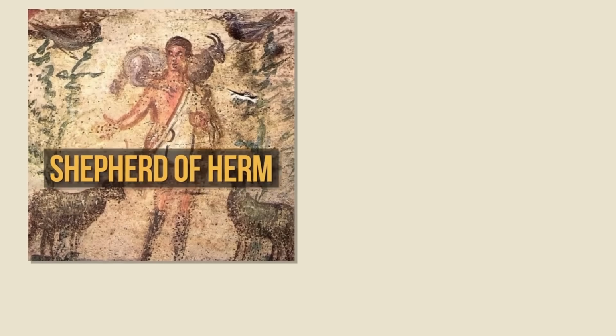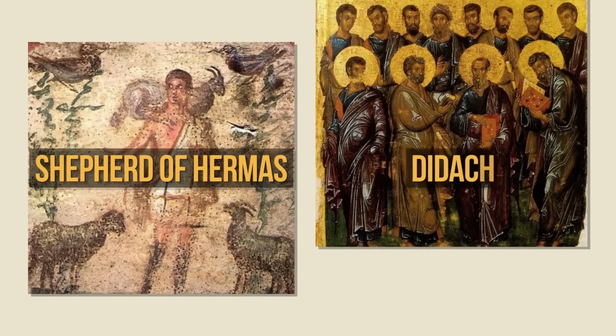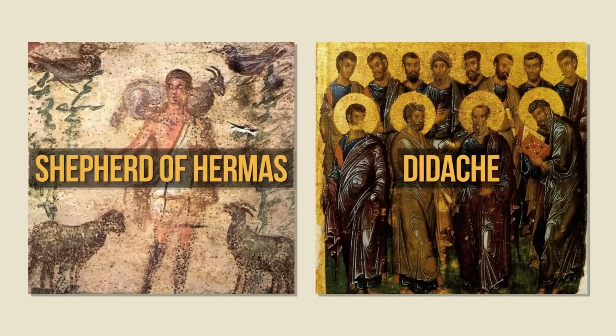2 other books that were dropped are The Shepherd of Hermas and the Didache. Neither are epistles, but I thought they were worth mentioning since I won't be doing a separate episode on the New Testament Apocrypha. The Shepherd of Hermas is comprised of various visions, commandments, and proverbs, whereas the Didache is kind of like an early catechism, a catechism being a summary of Christian doctrine used for teaching.